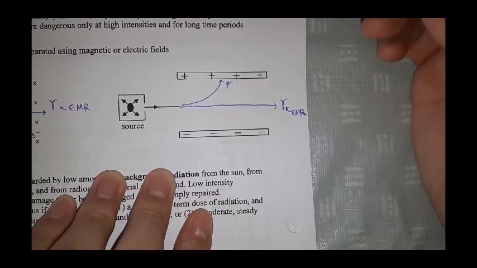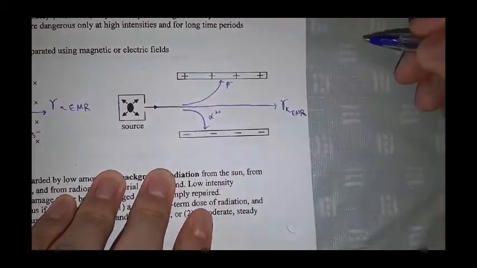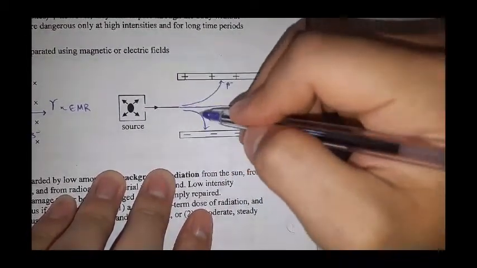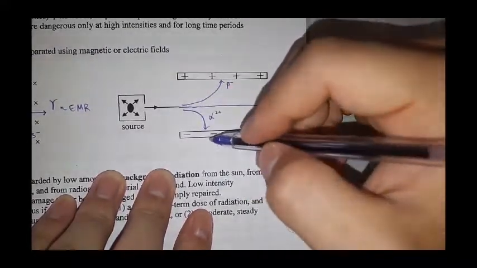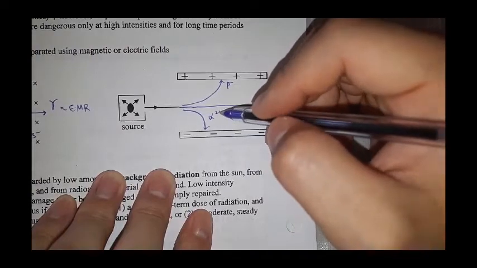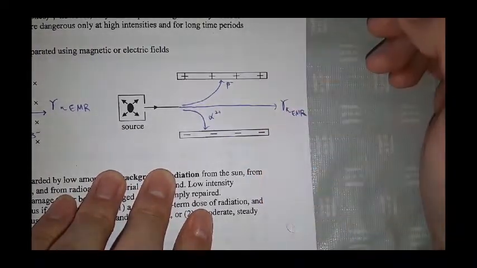Another part, what about the alpha particle? Alpha particle will go towards the negative charge. The reason that I drew a faster drop to the plate, or fall onto the plate, for the alpha particle is because, well, the charge is 2 to 1, right? So you're going to have more attraction for the alpha particle.